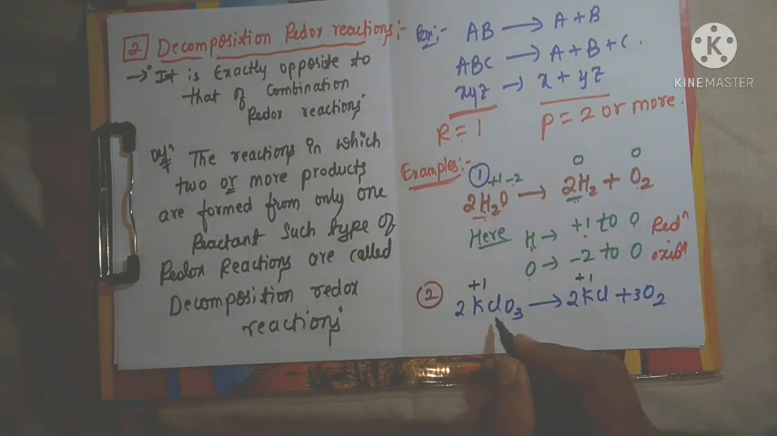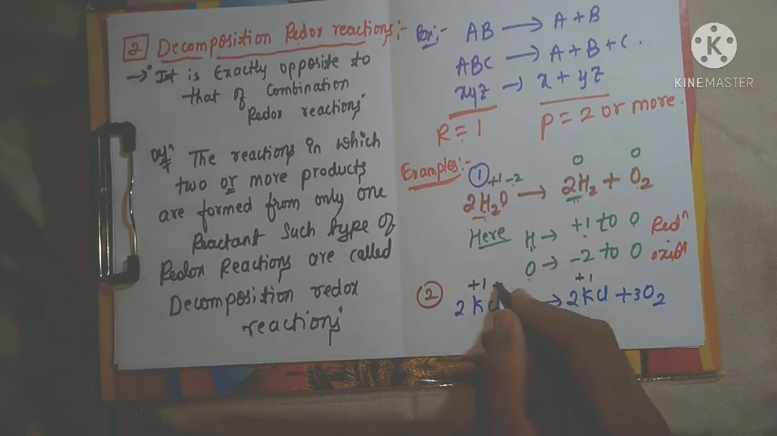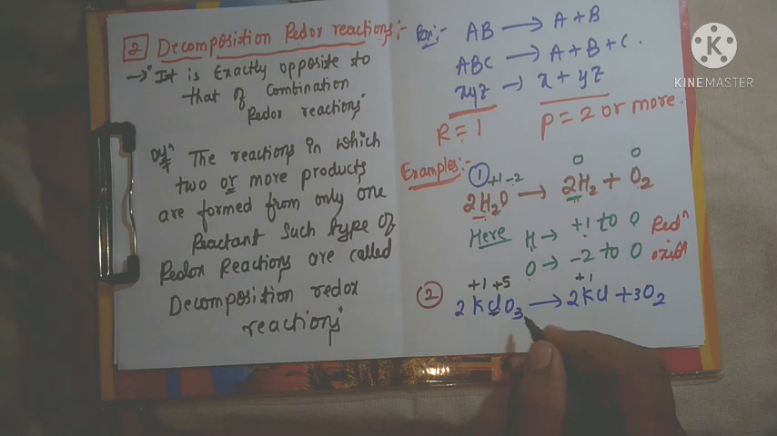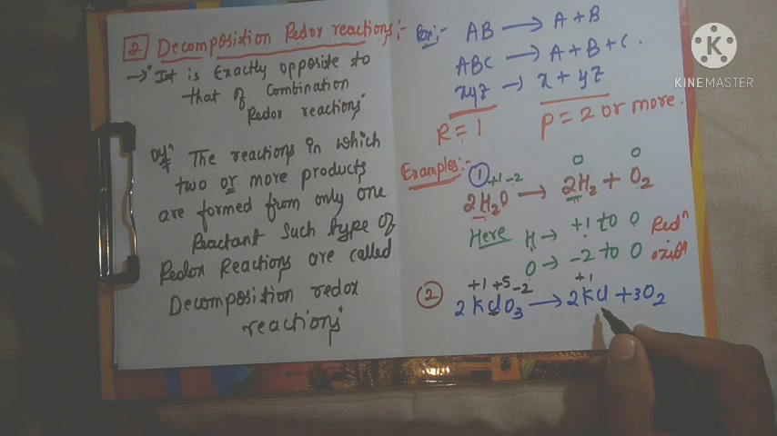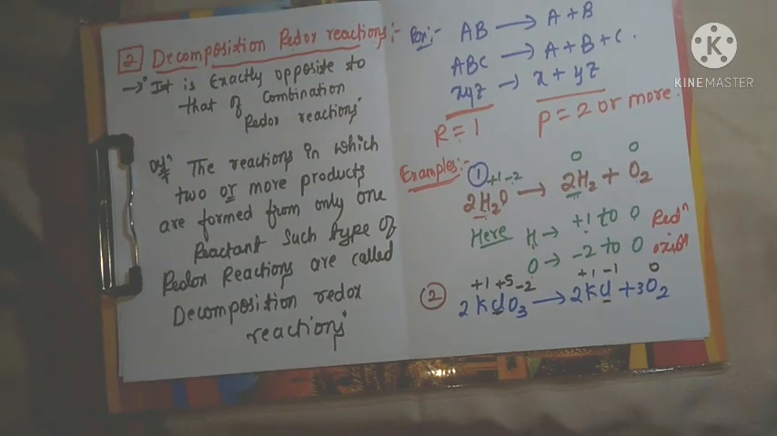Whereas Cl here, what is the oxidation number? If you check, -6 +1, here it is +5. Oxidation number of Cl in this reactant is +5. Whereas oxygen's oxidation number in this compound is -2, right? If you check the product, in the product Cl oxidation number is -1 and oxygen's elemental state oxidation number is 0.